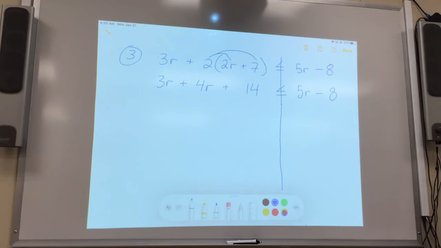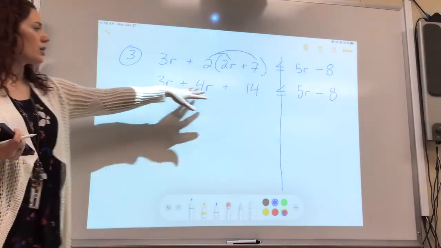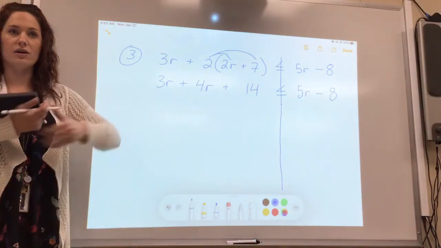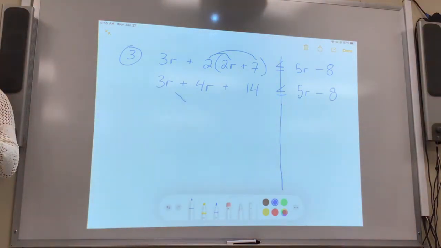Eliana, what did you think was next? You have to combine 3r and 4r. Okay, this time, the r's are what I have more of on the left side here. So I'm going to take 3r plus 4r, which makes 7r plus 14.